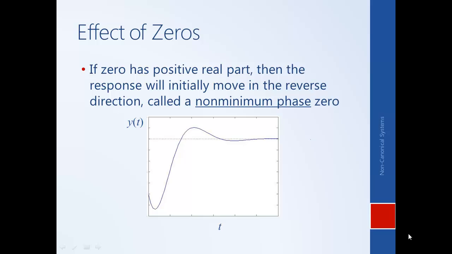The name non-minimum phase is something that we'll try to explain a little bit later in this semester. But the important idea is that when you have one of these, a single 0 with positive real part, in order to make the system go forward, in essence, you first have to go backwards.